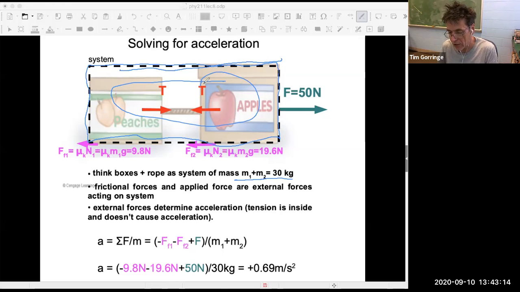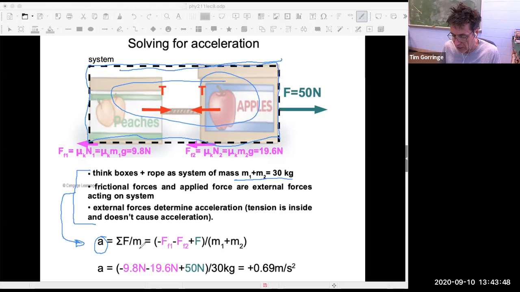And so we can just ignore the tensions that are inside the system, that are internal forces, when we try and calculate the acceleration. So this is the challenging bit to me in solving this problem, not the math or the equations, but to reason out how we're going to solve it by thinking of a system, by ignoring the internal forces, the tensions, and by just focusing on the external forces, my pull and the frictional forces. Then we can find the acceleration.